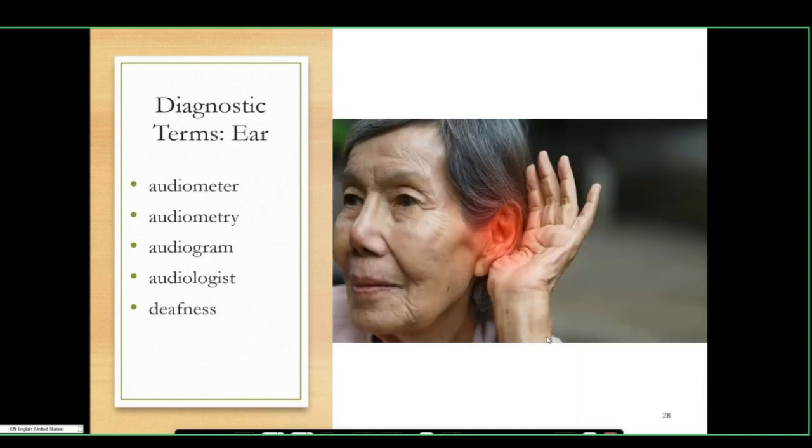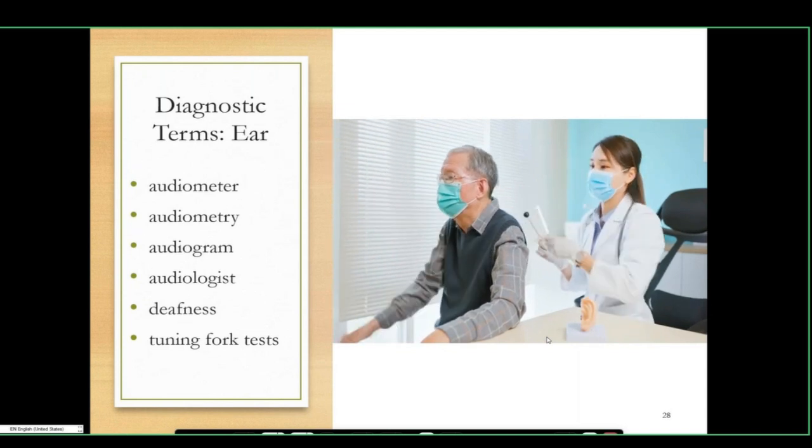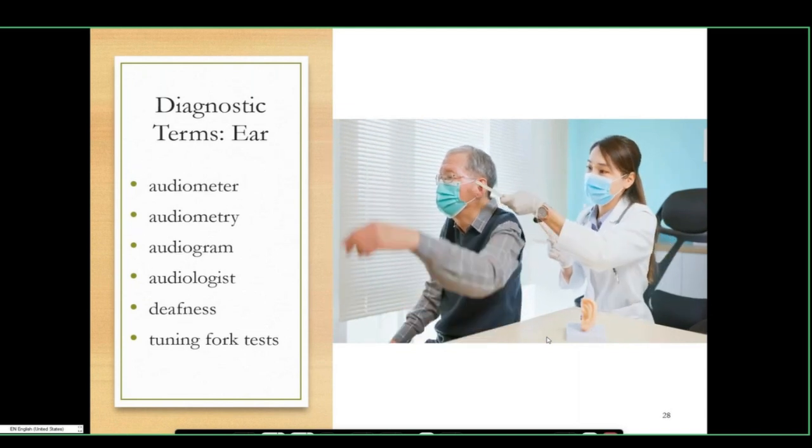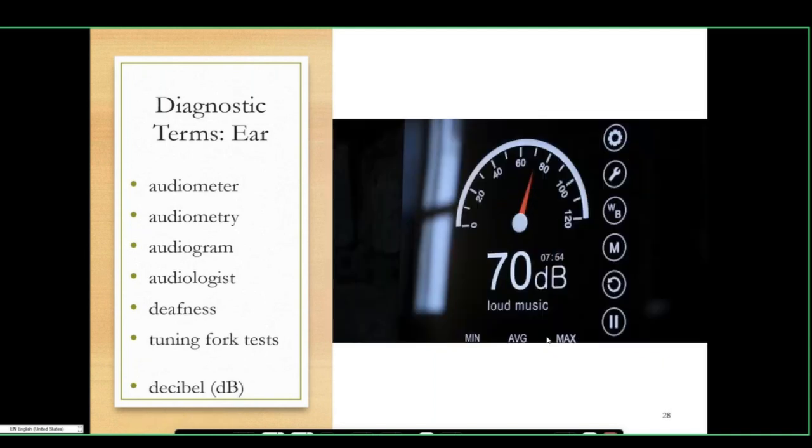Deafness is the inability to hear. Tuning fork tests screen for function of the auditory nerve and ability of ear structures to conduct sound waves to the inner ear, and the sound intensity is measured in decibels.